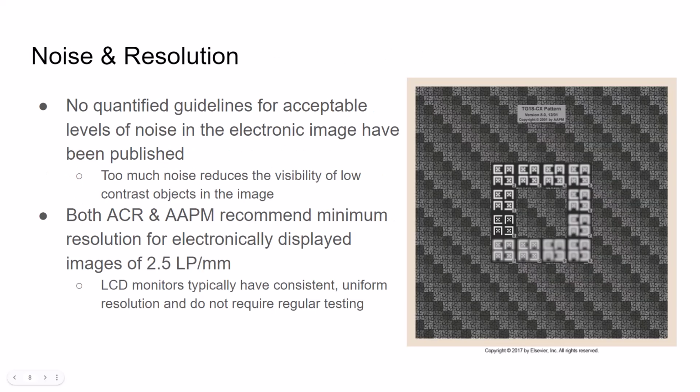Noise and resolution are also characteristics that can be measured on a monitor. Just note there are no guidelines for acceptable levels of noise. You just need to know that increased noise reduces the visibility of low contrast subject on the image. Both ACR and the AAPM recommend minimum resolution for electronically displayed images of at least 2.5 line pairs per millimeter, which is fairly high resolution. LCD monitors typically have consistent, uniform resolution and don't require regular testing compared to other monitor types.